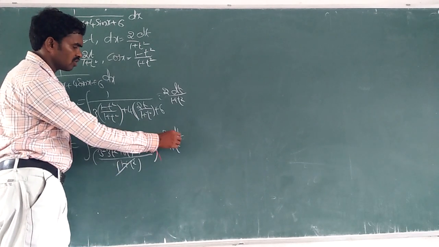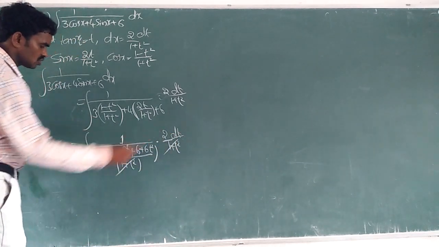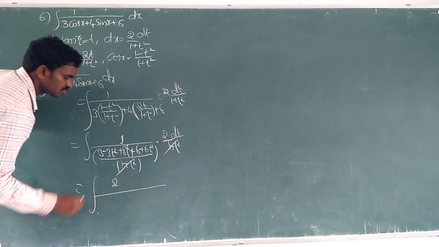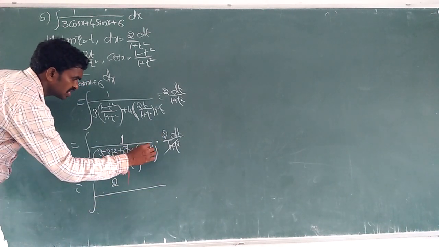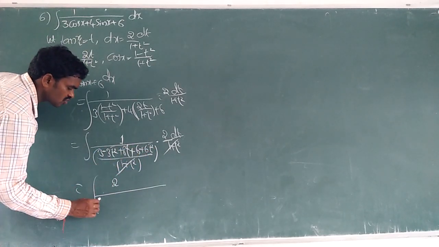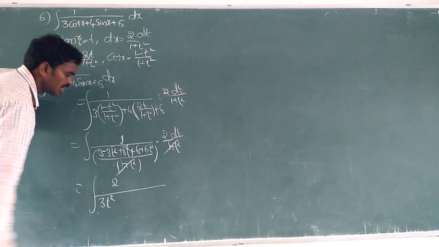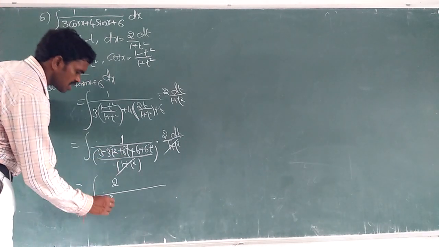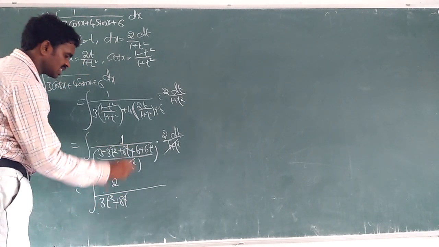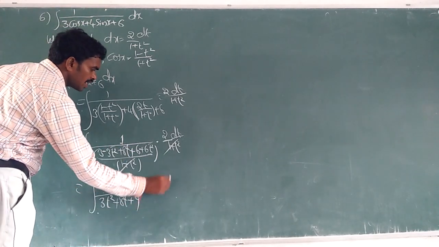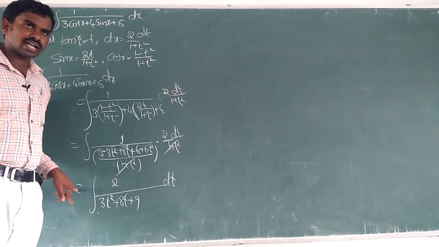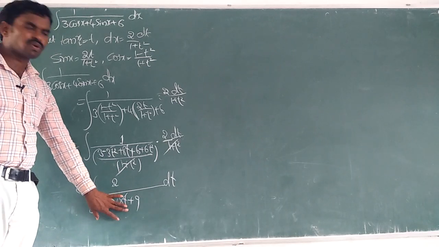So now 1 plus t square gets cancelled, and 2 is remaining, 2 into 1, 2. Next, t square: 6 t squares are there, here 3 t square. So 6 t square minus 3 t square becomes 3 t square, and the remaining term is 8 t. The t term is only 8 t. And the numbers 3 plus 6 become 9, and dt is remaining. So 2 you can write outside, and how do we simplify this?